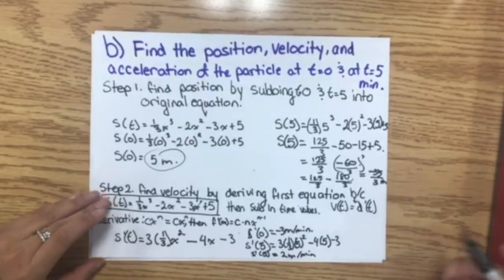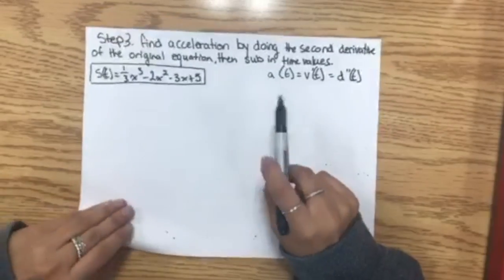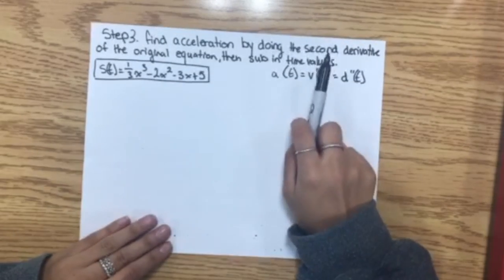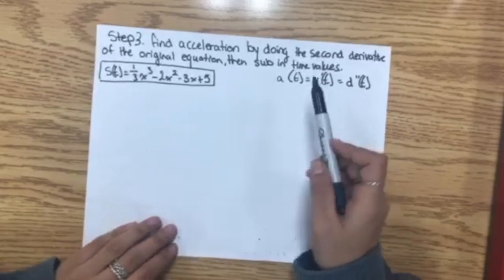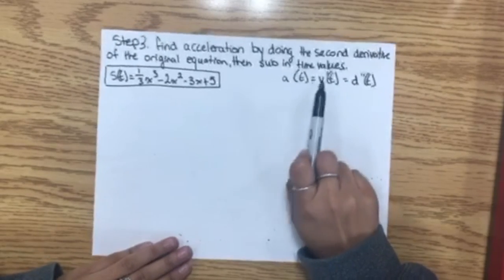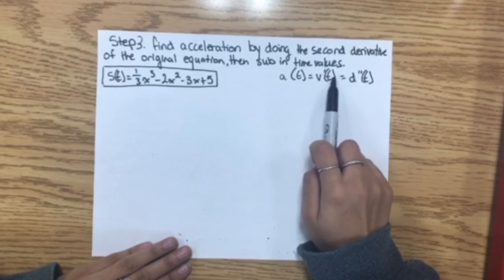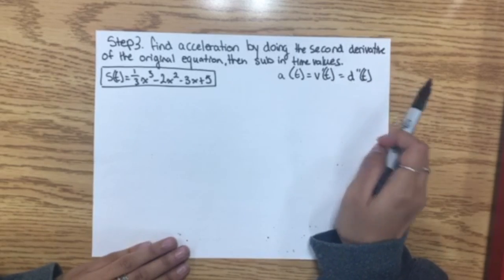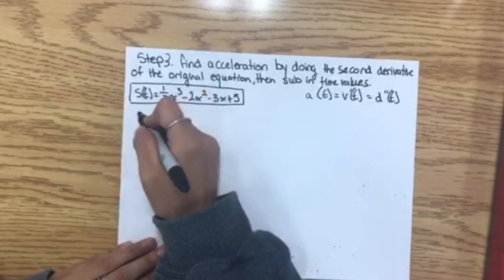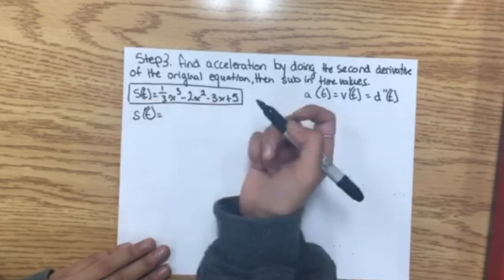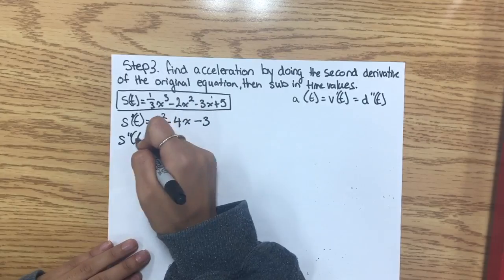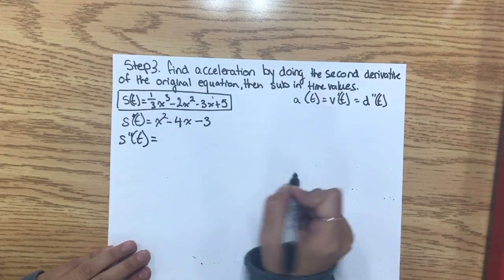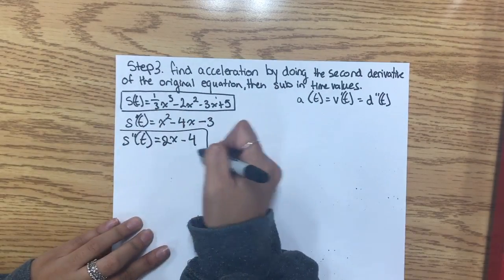That's the velocity. Step 3 is finding the acceleration by taking the second derivative of the first equation, then subbing in the values. We know that a at t is equal to v prime at t, which is equal to s double prime at t, which is also the second derivative. To get the double prime, we take this equation and do the derivative again. So this would be the double prime.